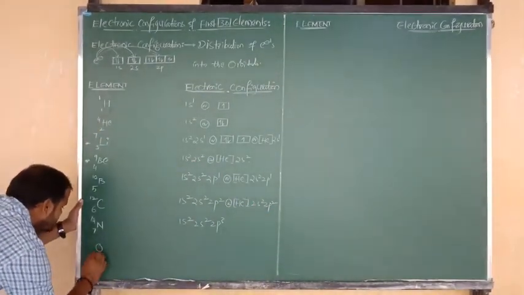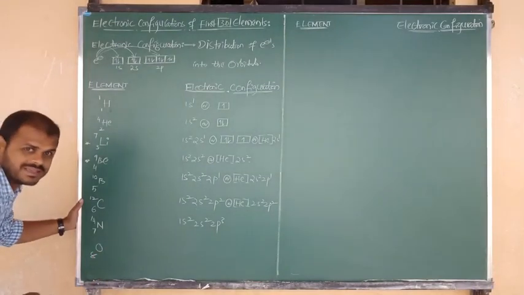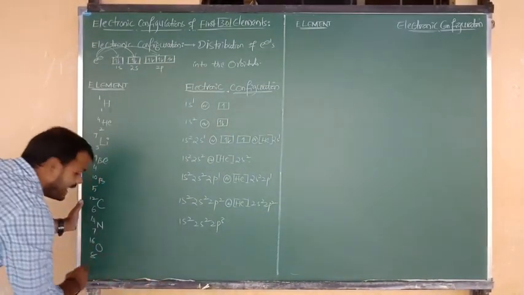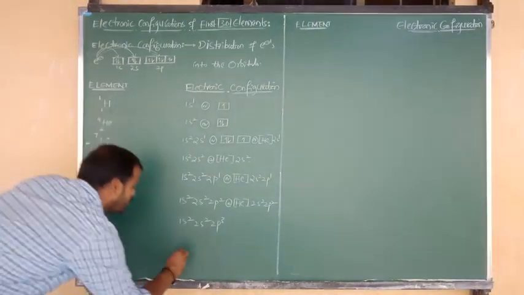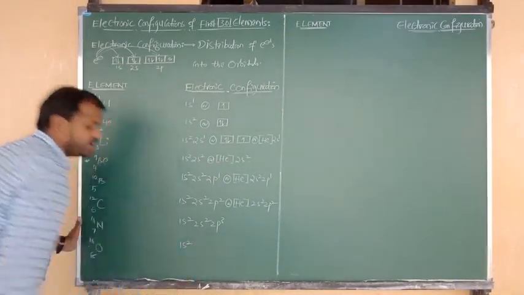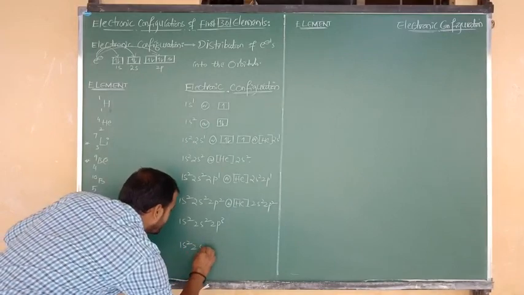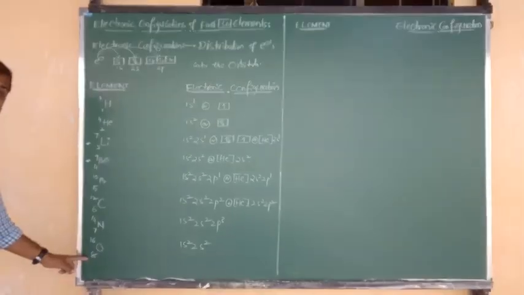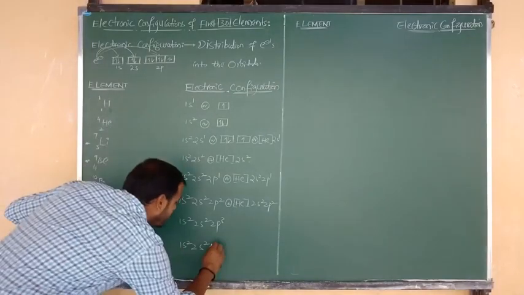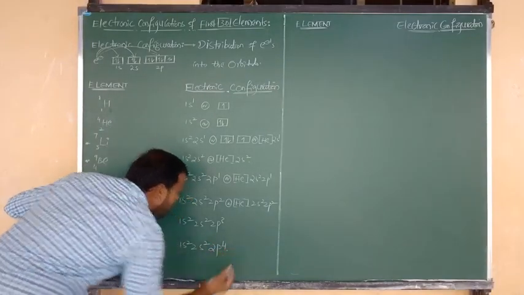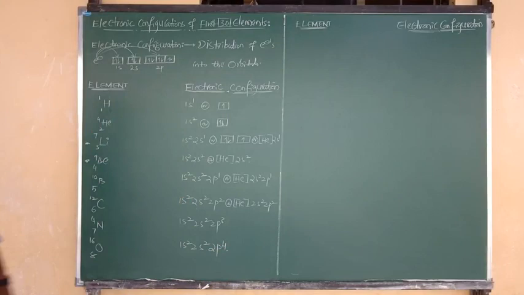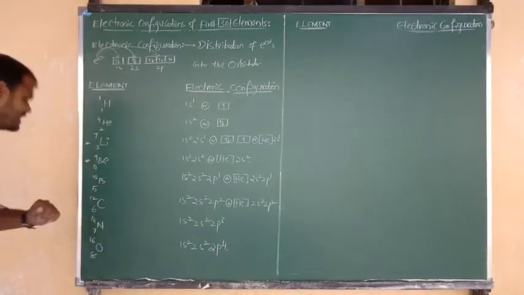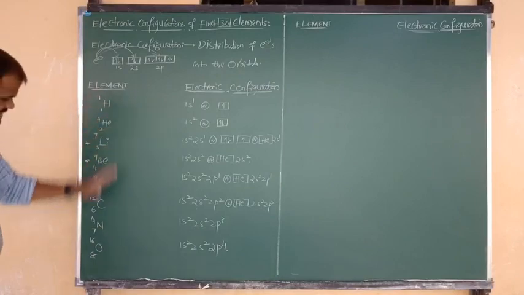Okay, next one is oxygen. Oxygen's atomic number is 8, mass number is 16. So a total of 8 electrons are there. How to distribute? Two electrons are distributed into 1s, the next 2 electrons are distributed into 2s. 2 plus 2 is 4, but oxygen contains 8, meaning the remaining 4 are distributed into 2p. So 1s2, 2s2, 2p4. This is the electronic configuration of oxygen.